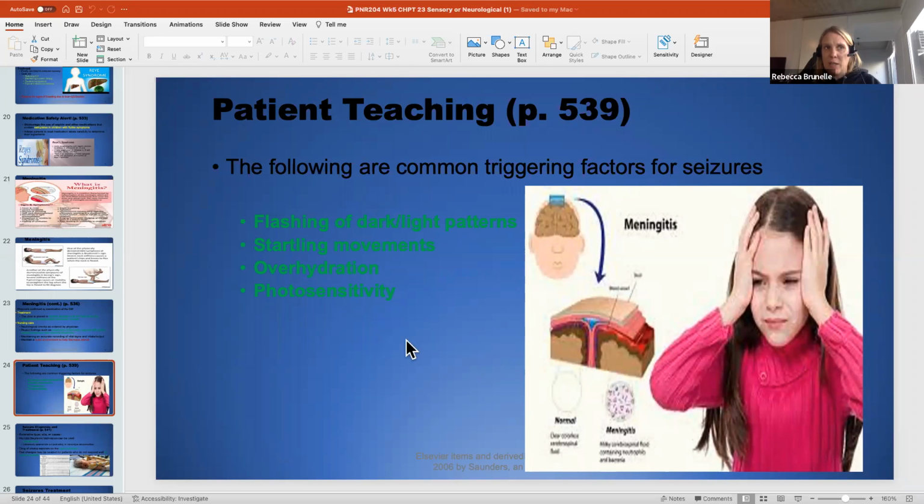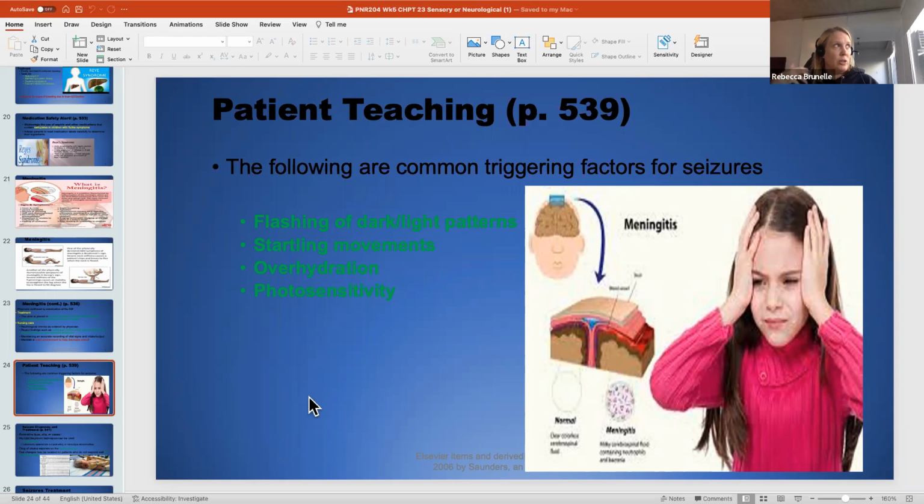And there are certain things that are triggers: startling movements, overhydration, bright lights, or flashing lights. All of these things can be triggers for seizures. What do you think are some things in the medical world that might trigger a seizure in someone that didn't previously have a seizure? Is it always epilepsy, or can other people have seizures? Infection. So people with meningitis can have seizures.